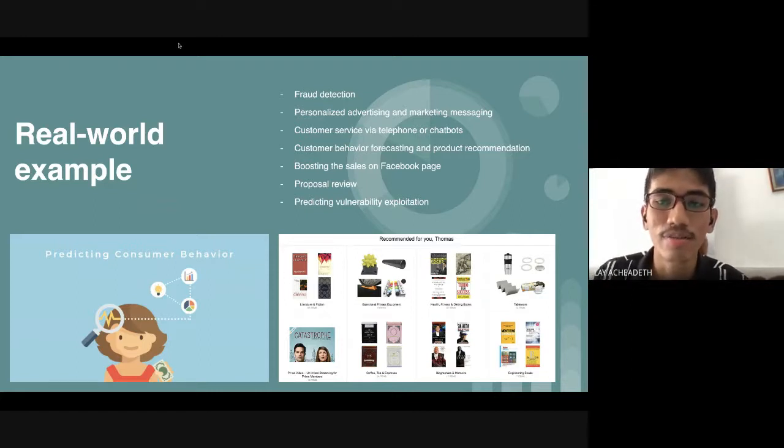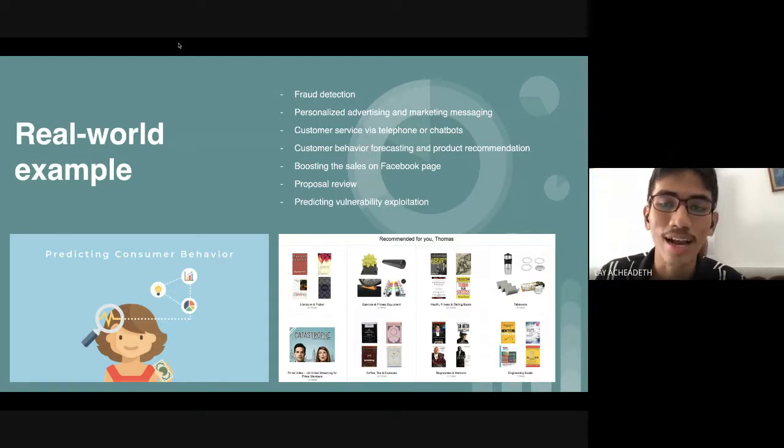And then customer service via telephone or chatbot. It's basically a chatbot communicating with a human, simple as that. And customer behavior forecasting and product recommendation. I have mentioned this a lot of times since it is so important and so real in our everyday life. They are predicting our behavior, what we are doing, and then they are trying to predict what we are going to like and do next by recommending something.